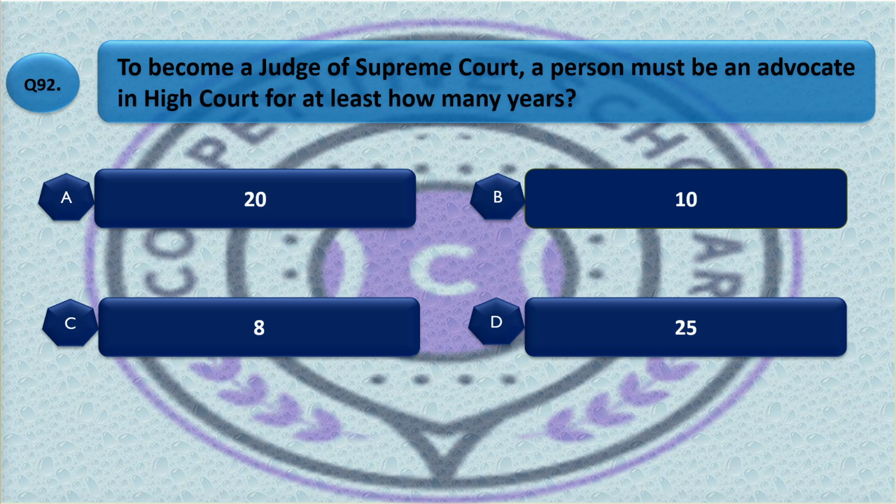Next, question number 92. To become a judge of the Supreme Court, a person must be an advocate in a High Court for at least how many years? Option A, 20. Option B, 10. Option C, 8. Option D, 25. So the answer is option B.